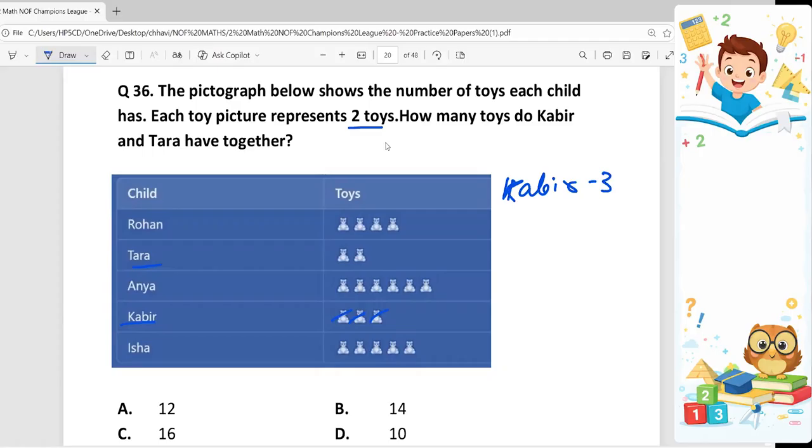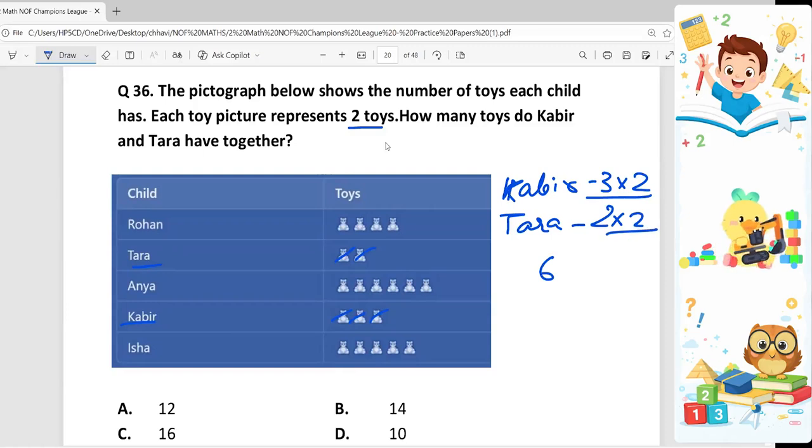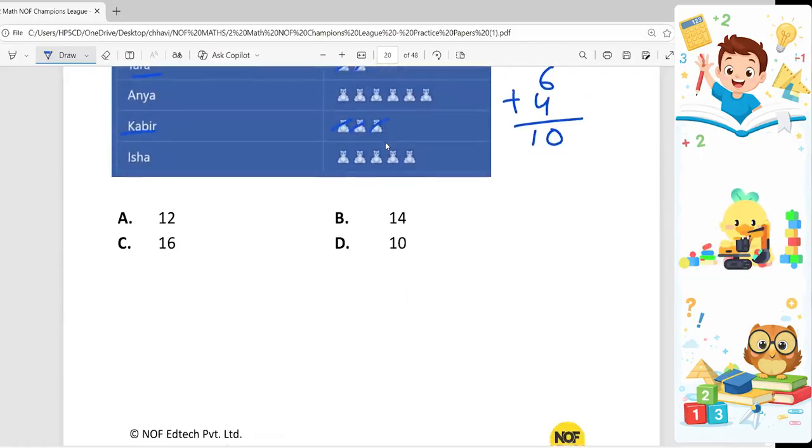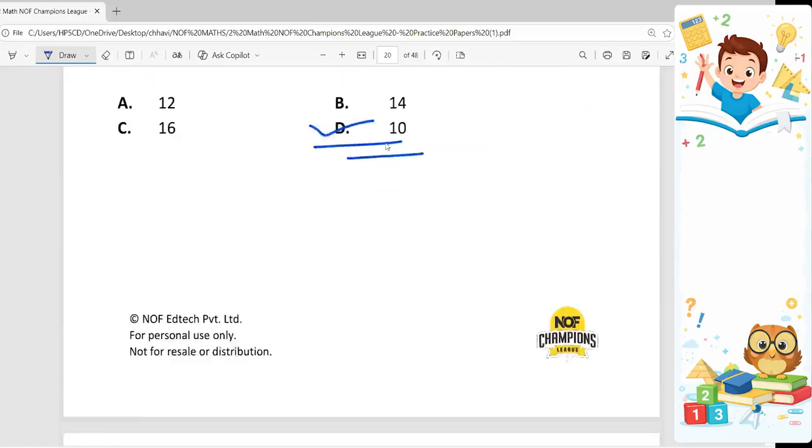has 3 into 2 toys. And Tara, let's count Tara, 1 and 2. So 2 into 2. So it's 3 twos are 6 and 2 twos are 4. So how much in total? 10 toys. So where's the answer? Options are 12, 14, 16 and 10. So correct answer is D, 10 toys.